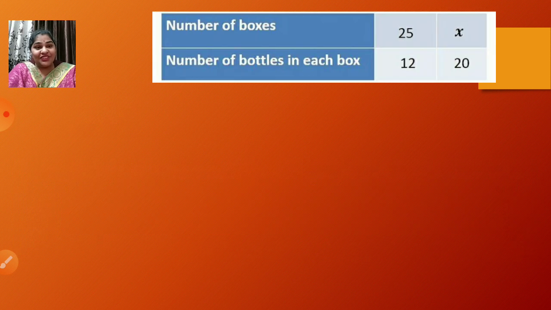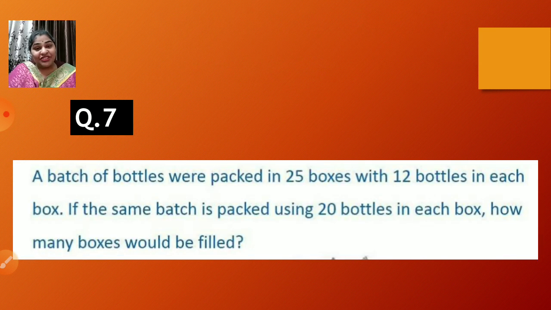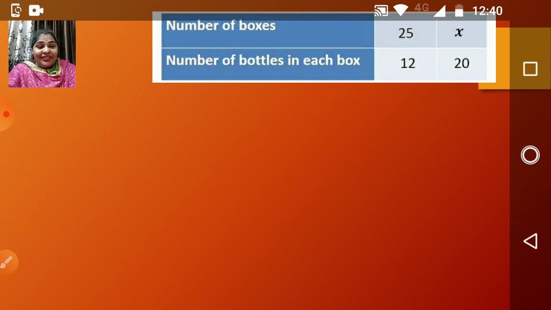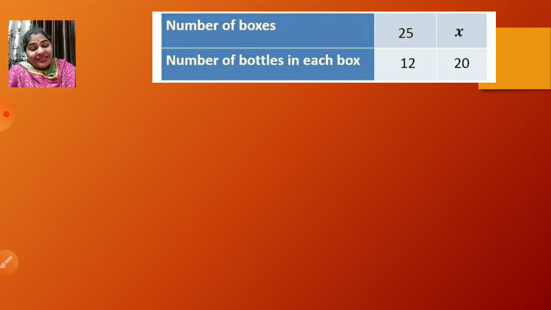Let us proceed with the next one. Question number 7, children. A batch of bottles were packed in 25 boxes with 12 bottles in each box. So it is given number of boxes and number of bottles per box, right? If the same batch is packed using 20 bottles in each box, how many boxes would be filled? So here number of boxes, again the same procedure, children. Number of boxes were 25. Number of bottles in each box were 12. Now, how many boxes will be required if in each box we keep 20, right?